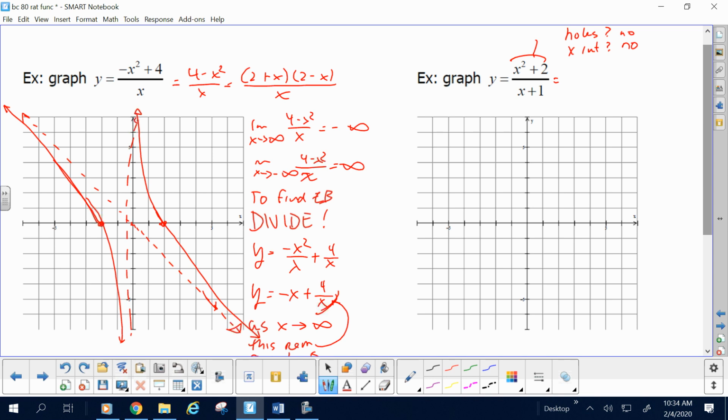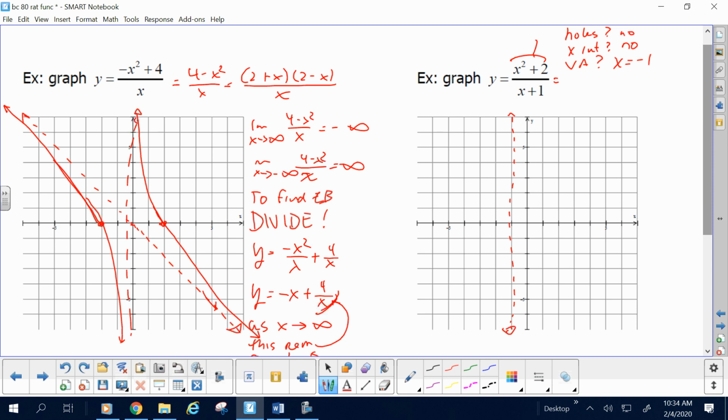Now, let's ignore imaginary roots. Is there a vertical asymptote? At what? X equals negative 1 is a vertical asymptote. Remember, when I ask you for asymptotes, give me a whole equation. Negative 1 is not an asymptote. X equals negative 1 is an asymptote.